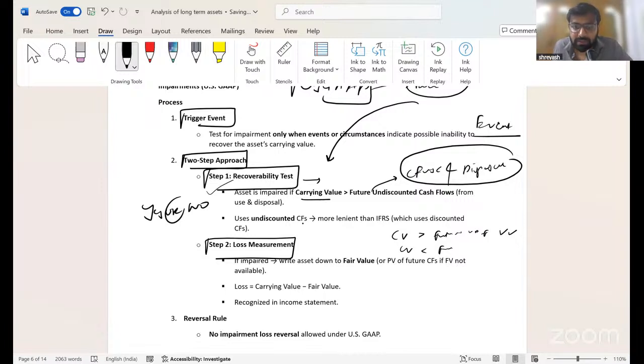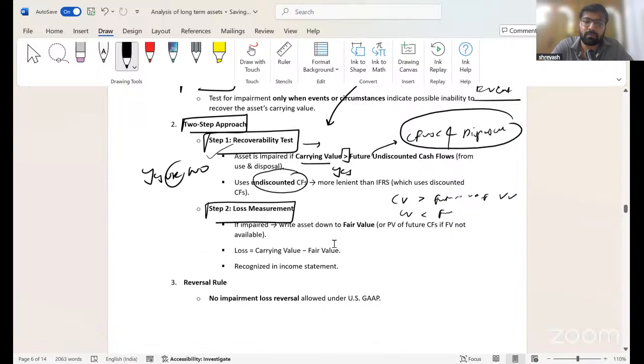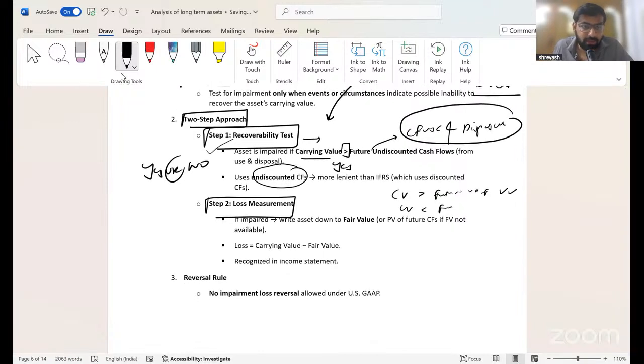So if this is the case, the asset is impaired, yes. And remember, it uses undiscounted cash flows. And sir, if the carrying value is more than undiscounted cash flows, that means impairment exists. And the second step tells us where I measure the loss, how much.